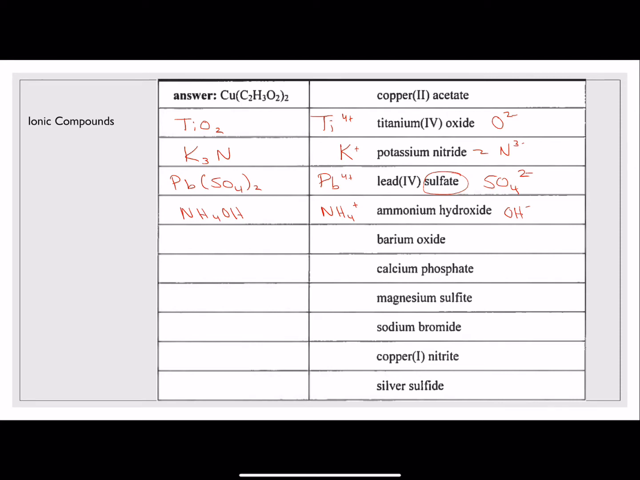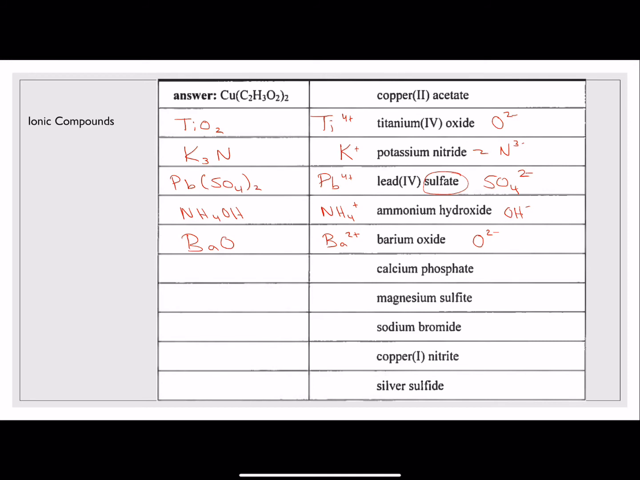The next one, barium oxide. Barium is an alkaline earth, and it always has a +2 charge. It's in group number 2. Oxide, again, as we saw in the example of titanium 4 oxide, always has a charge of 2 minus. Just like the previous example, the charges balance each other out in a 1-to-1 ratio, so we just have BaO for barium oxide.